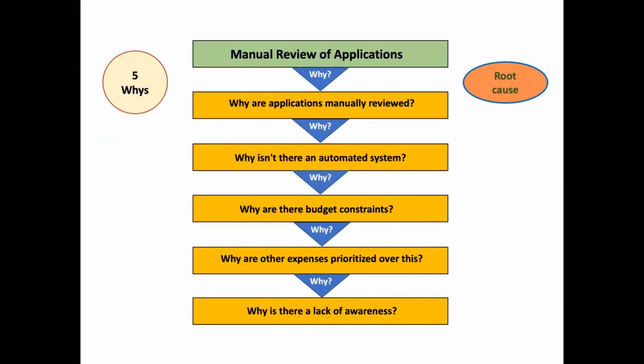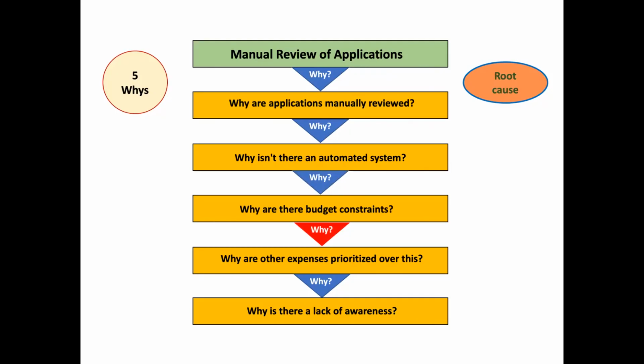We'll use the 5 whys method to facilitate this. So for the manual review of applications primary cause, I would ask, why are applications manually reviewed? A likely response would be because there isn't an automated system in place to handle the review process. Next, I'd ask, why isn't there an automated system for application review? A response may be because the budget constraints have prevented the implementation of an automated system. Then I could ask, why are there budget constraints? A response could be because the university is prioritizing other expenses and it's not allocated sufficient funds for implementing automation.